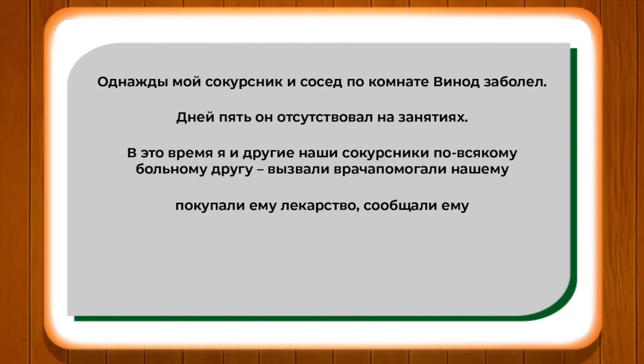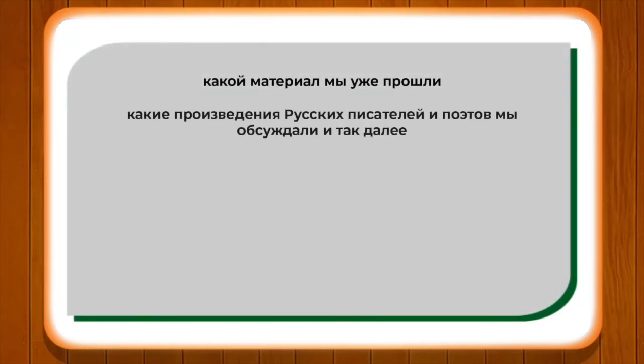Сообщали кому? To inform whom? Again dative case. Нашему другу сообщали, что мы делали на уроке. Какой материал мы уже прошли, какие произведения русских писателей и поэтов мы обсуждали и так далее. По вечерам мы звонили родственникам. Here, звонить has been used in a conjugated form for plural in past tense. Мы звонили, we called. Родственникам. So, родственники in plural changes into родственникам.